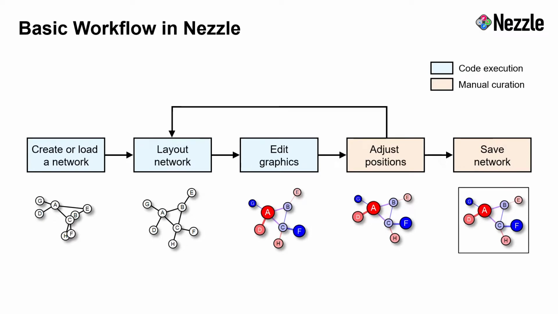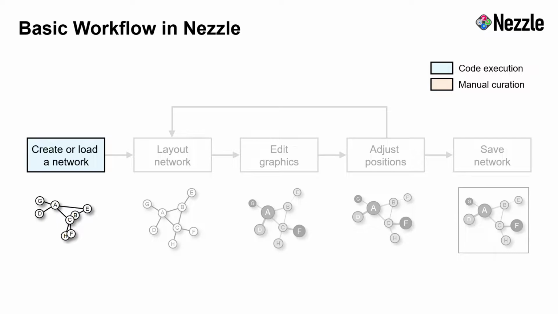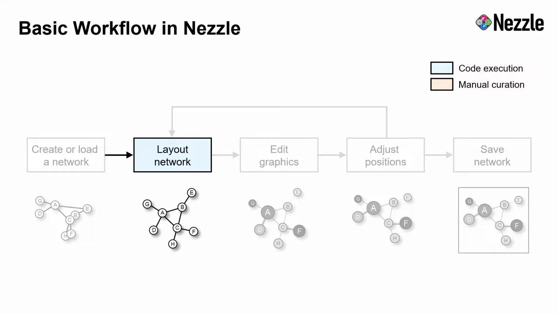In this tutorial, we will show you how to work with Nezzle. First, create or load a network. In this step, you can either use the GUI to load a network file, or run a Python code to create a network. In the second step, users apply a layout algorithm to adjust the overall layout of graphic components through code execution. However, this step can be skipped.